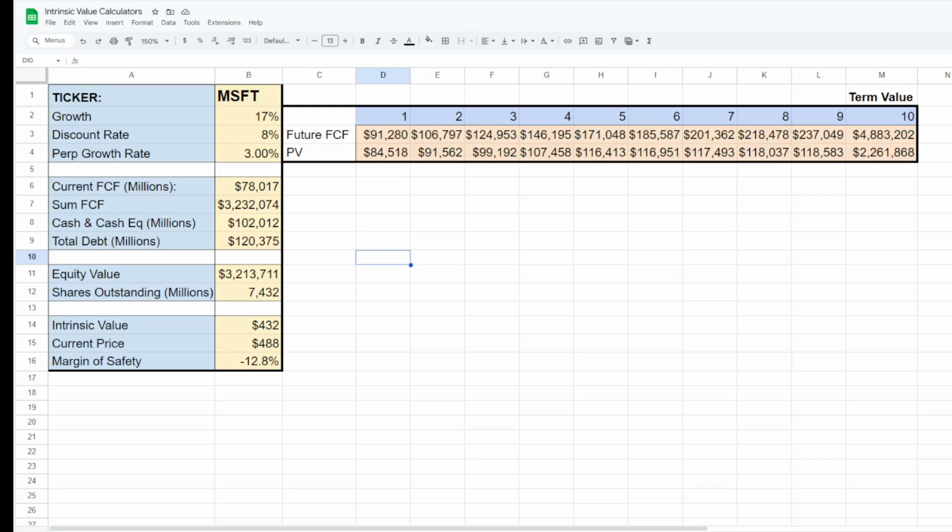Divide that by shares outstanding, and we get intrinsically $432. They are currently trading for $488. So we see that still a margin of safety of 12.8% premium. All right. So we're not getting any discount. We're not getting any safety for buying Microsoft right now. It is a quality company. Microsoft is phenomenal. But right now, we are waiting for that price to come below $432. If it does reach $432, then that doesn't mean that it's a safe buy. That just means that there is no margin of safety.